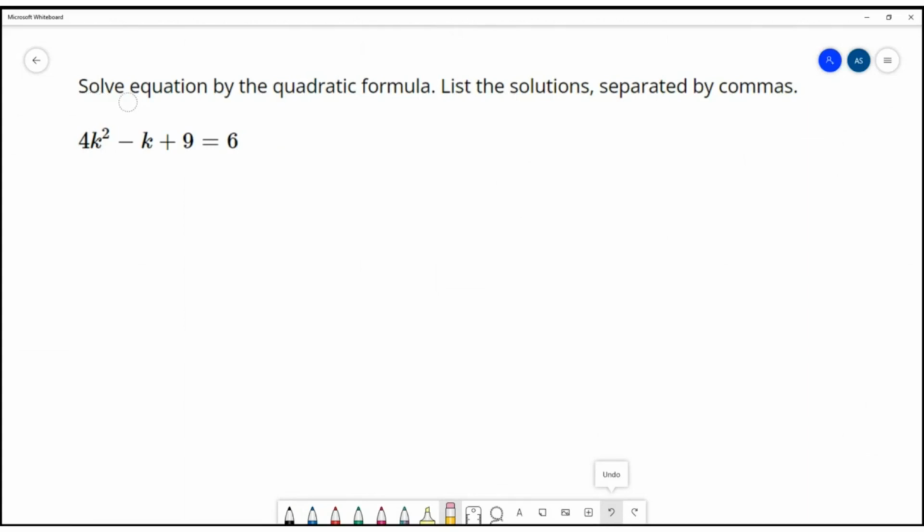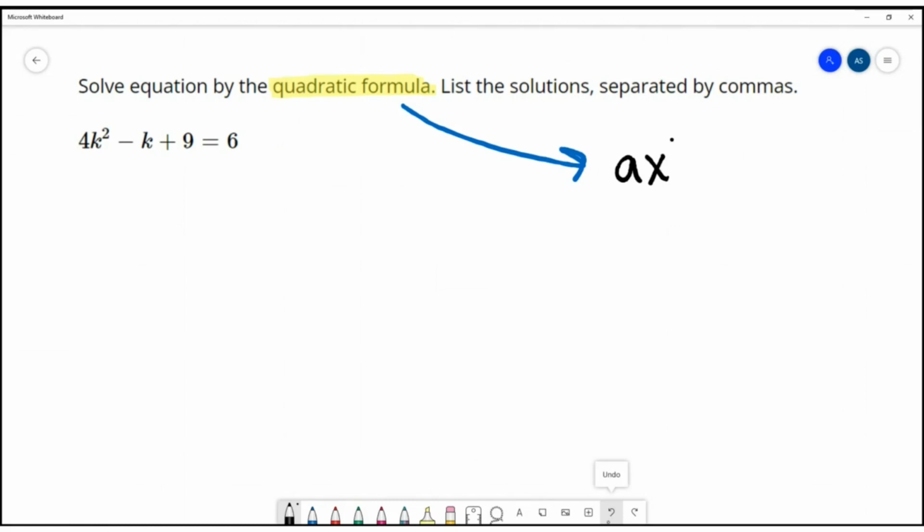On this question, we want to solve the equation by the quadratic formula. List the solutions separated by commas. So let's start by identifying what the quadratic formula is, since that's the method we're supposed to solve with. And the quadratic formula is something that we use to solve any quadratic equation.